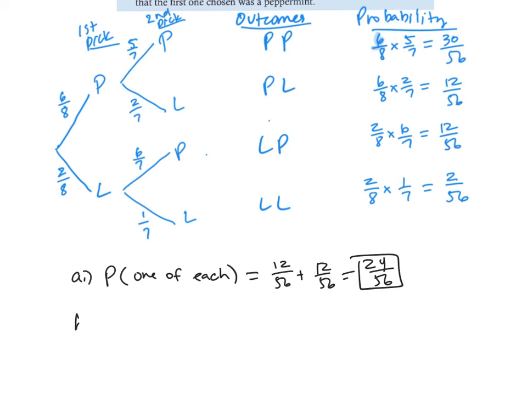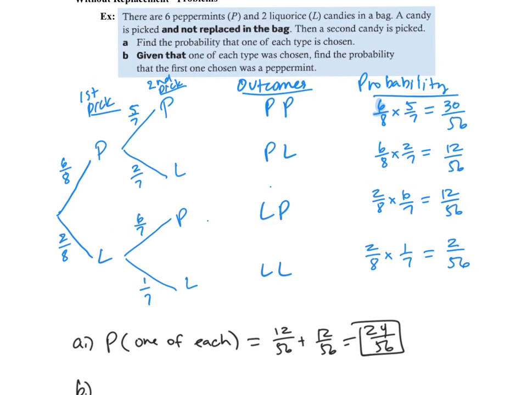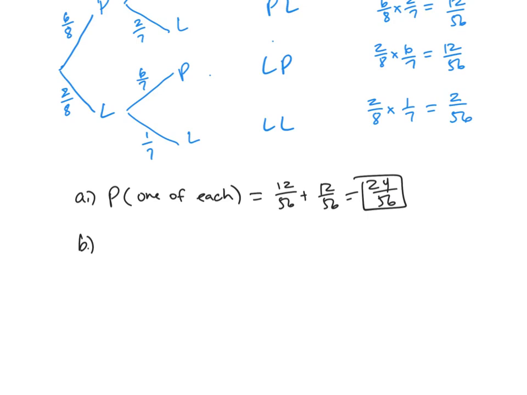Letter B then is a conditional probability. So let's take a look at it. It says, given that one of each type was chosen, find the probability that the first one was a peppermint. So let's use the definition of conditional probability to help us. What we're being asked to find is the probability of the first candy being a peppermint, given that we have one of each.